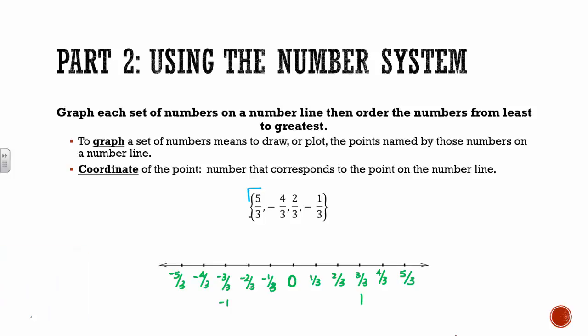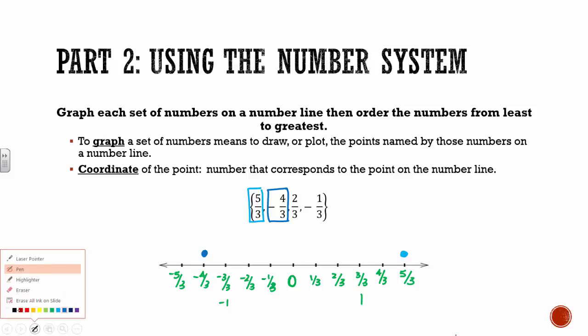And then we just got to plot these points. So the first one is 5/3. So I'm going to come over here. 5/3 is right here. -4/3. I'm going to come over here. I got 2/3 up next. And then finally -1/3.